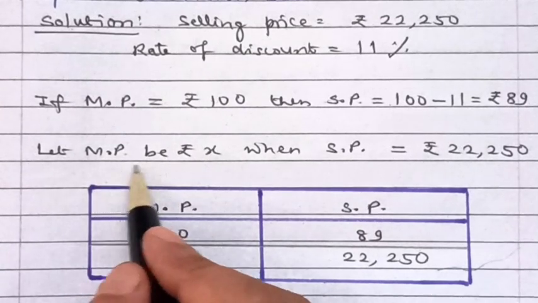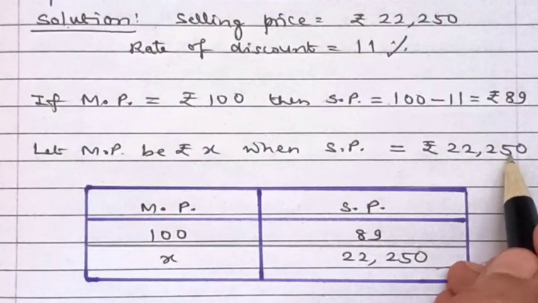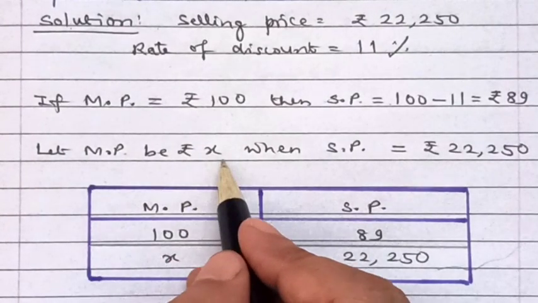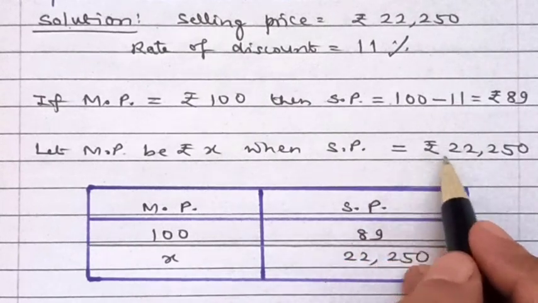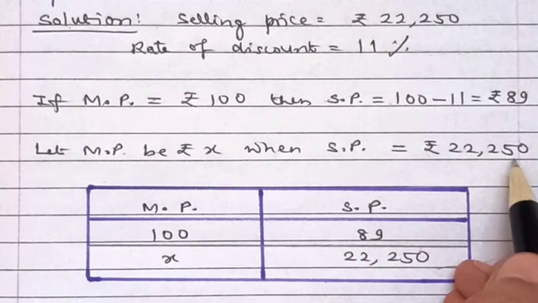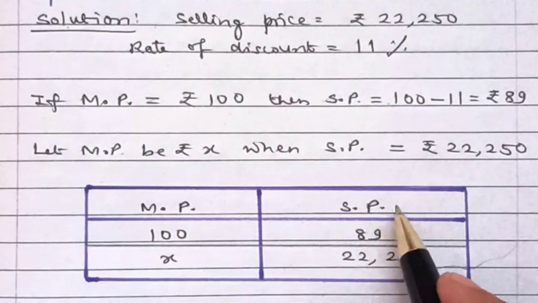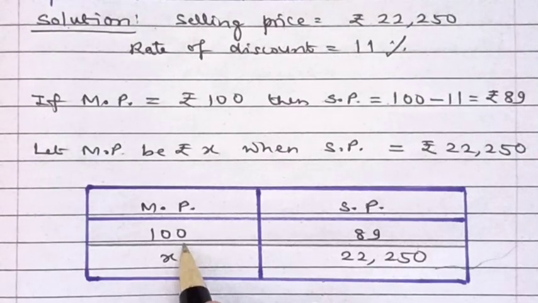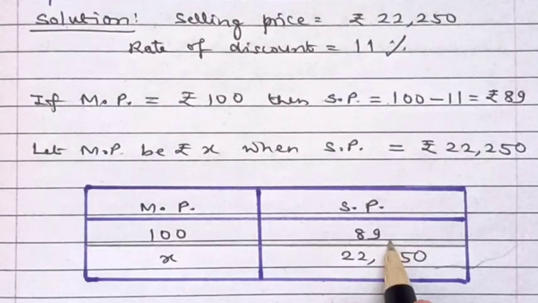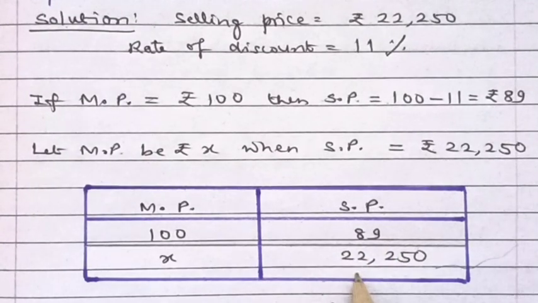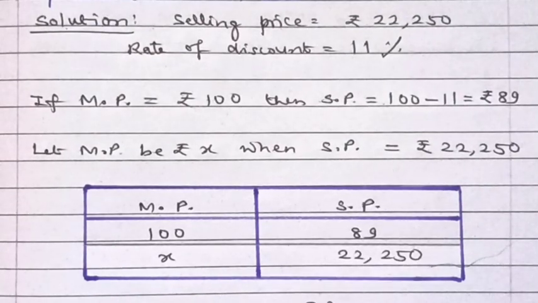We want mark price when selling price is 22,250. So assume mark price as rupees X. Let the mark price be X when selling price is equal to rupees 22,250. Make the table as usual, mark price one side, selling price one side, and write the values accordingly. Rupees 100 mark price, then selling price rupees 89. We assume mark price as rupees X when selling price is rupees 22,250. This is once again an example of direct variation.